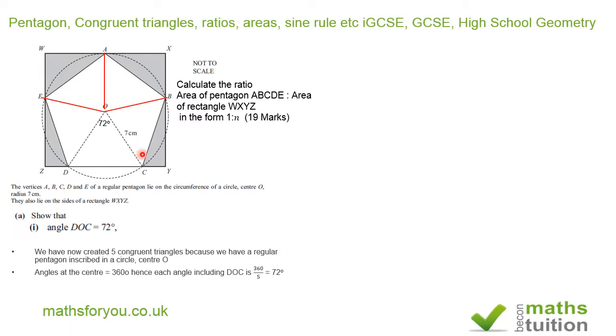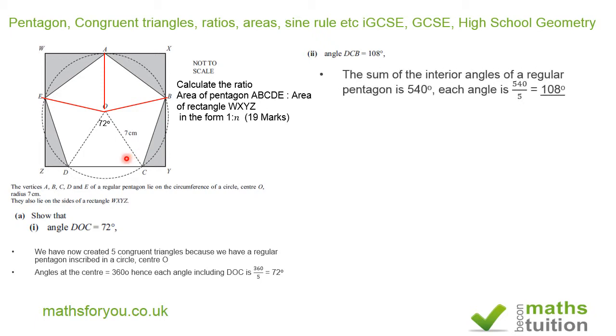Next, we need to show that this angle here is 108 degrees. We know that the sum of the interior angles of a pentagon is 540, and because we've got 5 of these, if you divide 540 by 5, you get 108. So this angle here is 108 degrees.